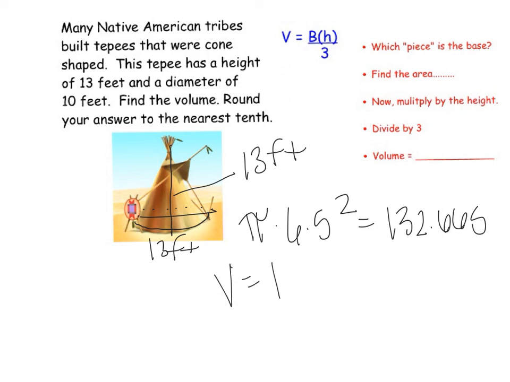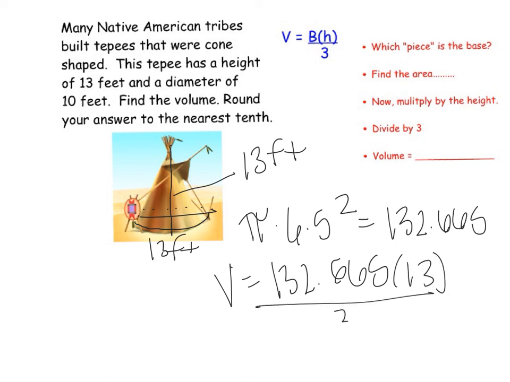Let's plug that into our formula. Volume is equal to area of the base times the height. What's the height of our teepee? That's 13 feet, divided by 3. So let's do that. 132.665 times 13 divided by 3. And I get a non-terminating decimal. This goes on and on. So let's round to the nearest tenth. I get 574.9 feet cubed.